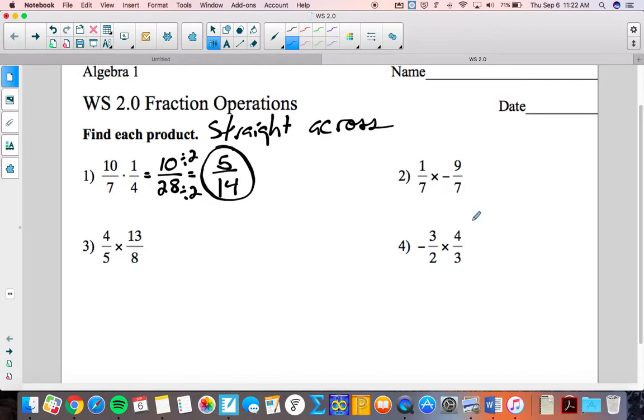I'm going to skip down to number 4. I'm just going to do a couple from every section, and then later you can check some other ones if you want to do some on your own. Notice the answers are off to the right.